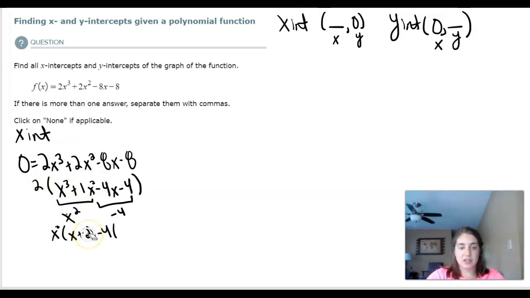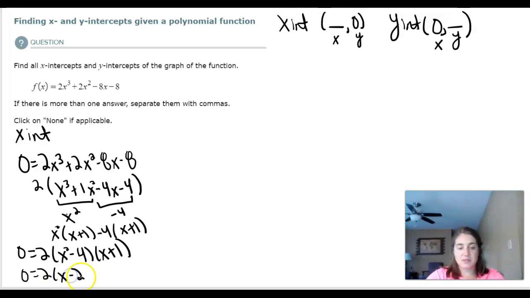So when I factor out an x squared, I end up with x plus 1. When I factor out a negative 4, I get an x plus 1. This becomes 0 equals 2 times x squared minus 4 times x plus 1, which is x minus 2, x plus 2, x plus 1. So now I set each of those factors that have an x equal to 0.